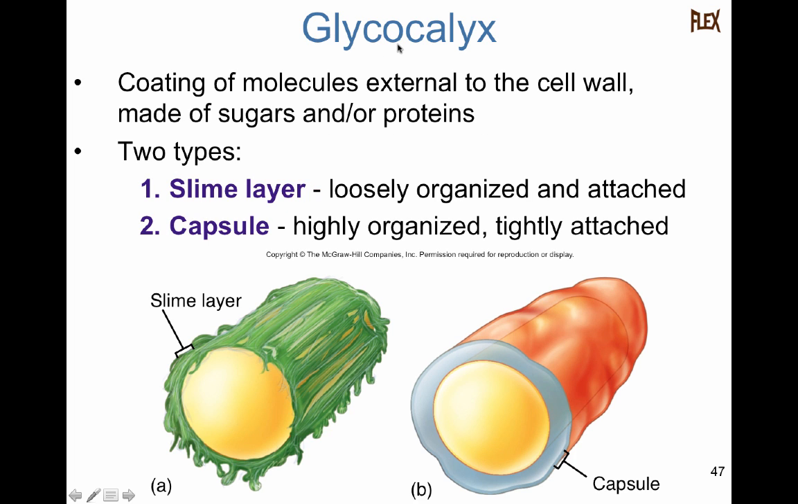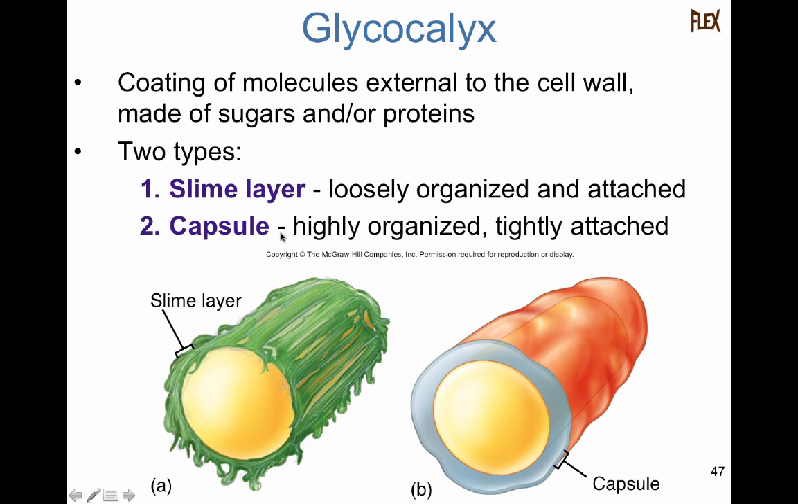Also, another virulence factor noted here is the glycocalyx. So this is a structure external to the cell wall, and it's made up of sugars and or proteins. So I'd like you guys to be familiar with the two types, either a slime layer or a capsule. Now basically they're very similar, but the main difference is that one is more highly organized than the other. So the capsule is the one that is tightly attached to the cell wall. So here we have a cartoon image of a more loosely organized slime layer and a more highly organized, tightly attached capsule.